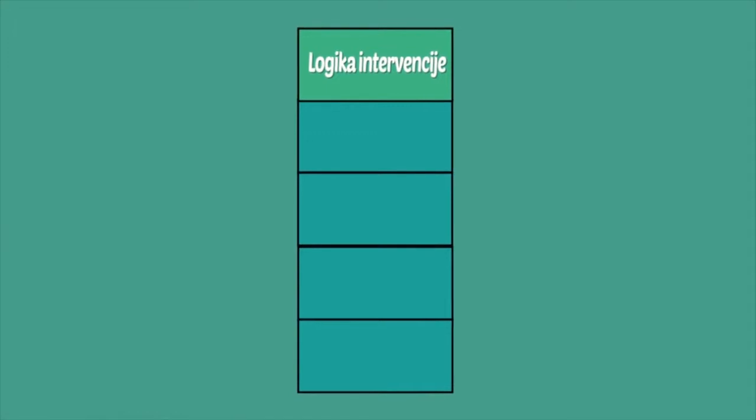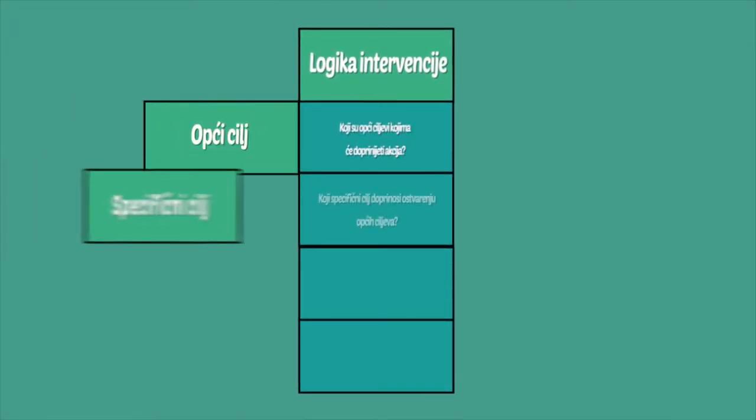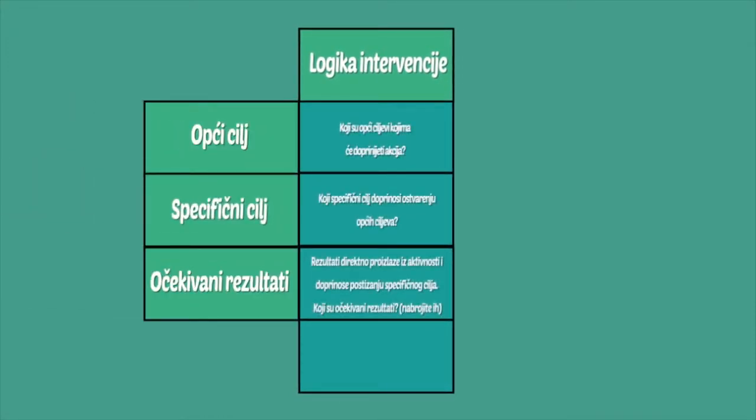The log frame consists of 16 cells divided into 4 rows and 4 columns. The first column, the so-called logic of intervention, is the backbone of our future project, where we define the project's general and specific goals, expected results, and planned activities.